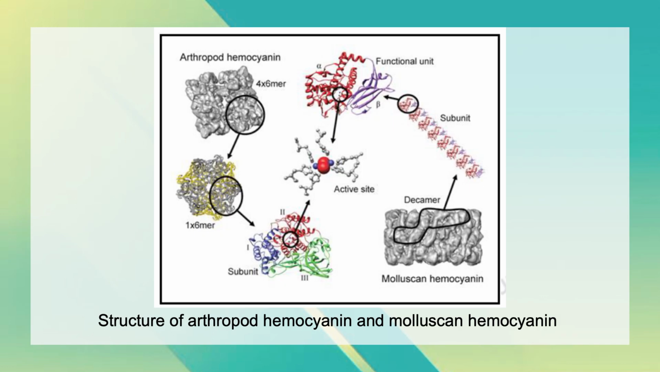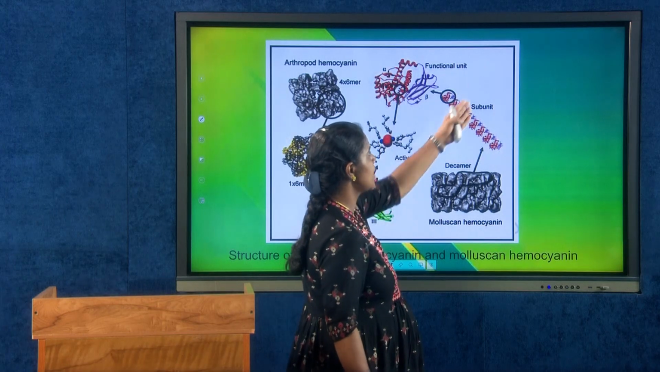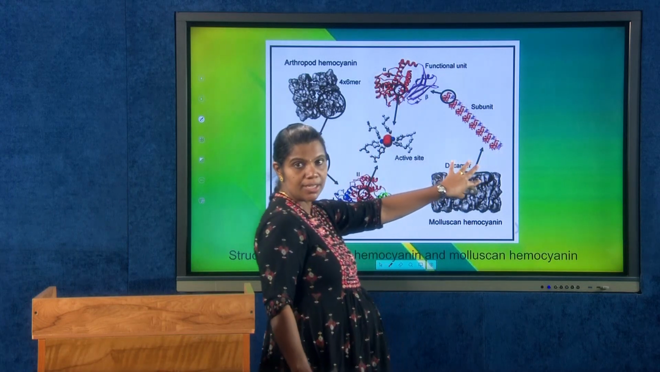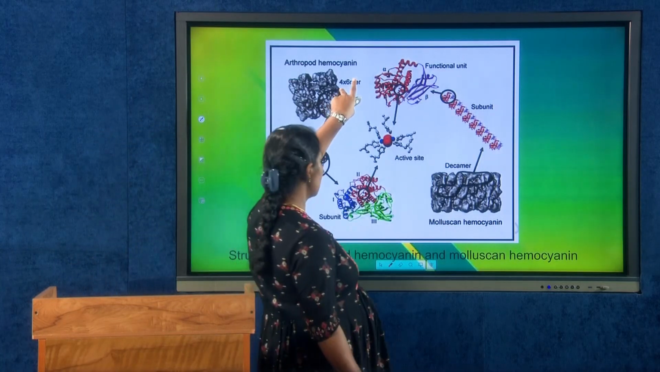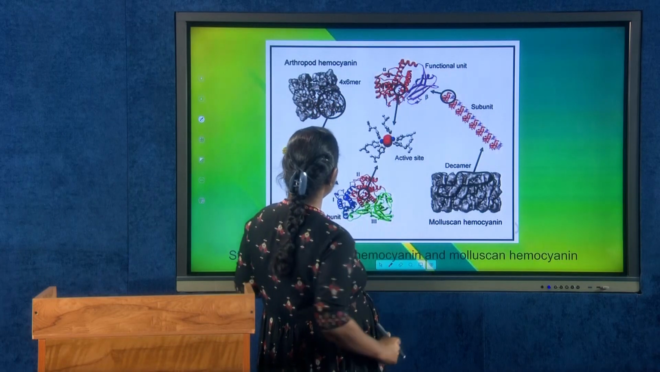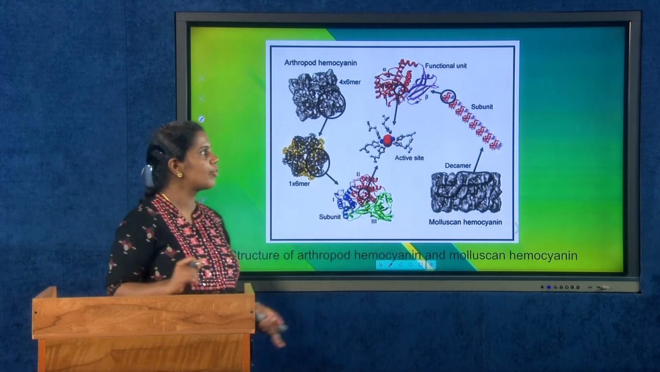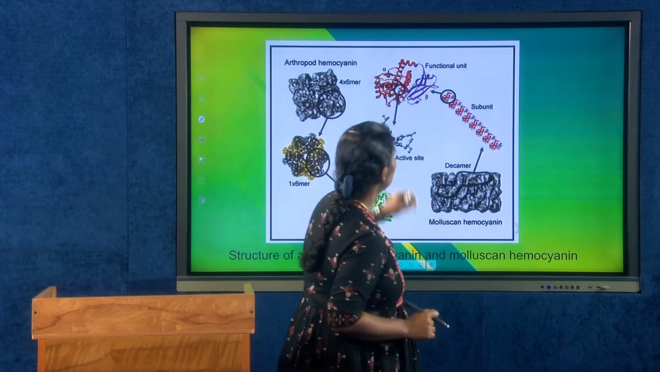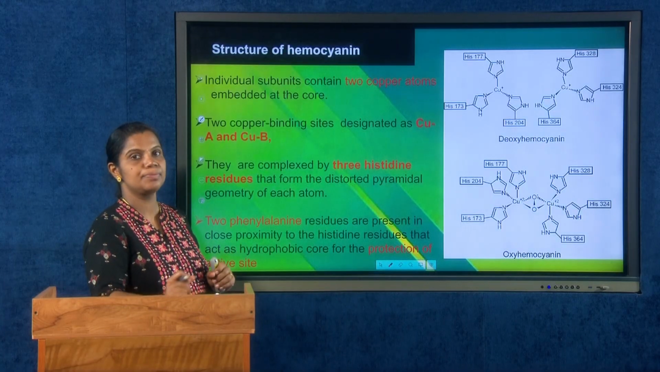Here you can see the picture of hemocyanin. The hemocyanin present in arthropods and mollusks are quite different. You can see the shape of molluscan hemocyanin. It can go up to a decamer, that is 10 subunits, while the arthropod hemocyanin is a hexamer. The structure is quite different. You can see the subunits here. You can see the active site of hemocyanin here. It is a binuclear copper center, which is the active site of hemocyanin.